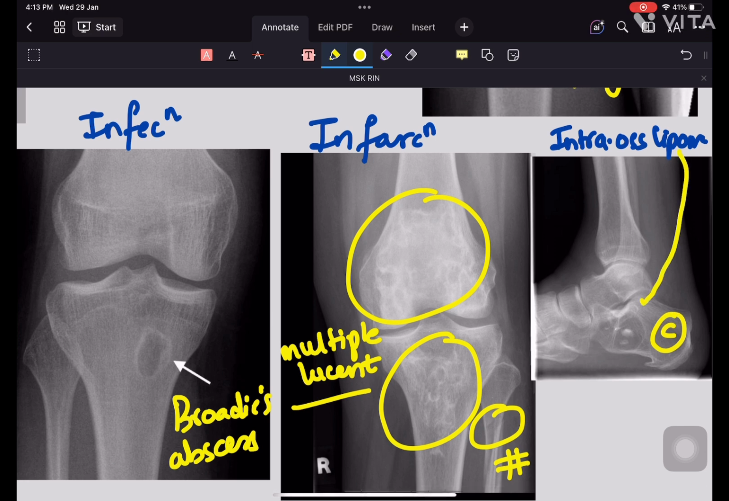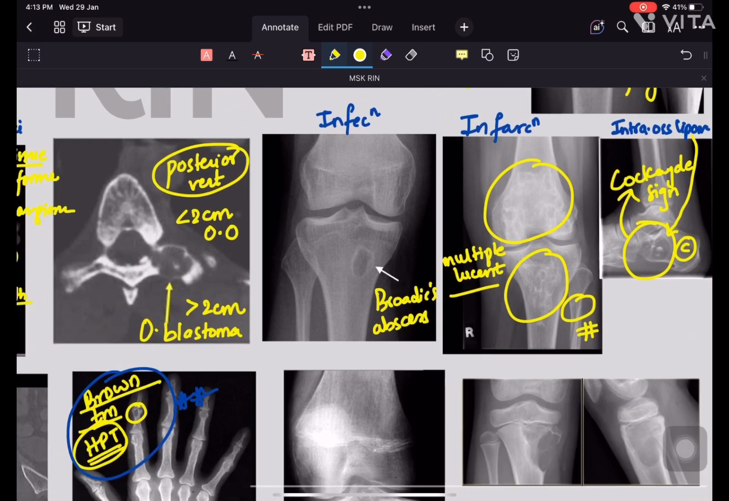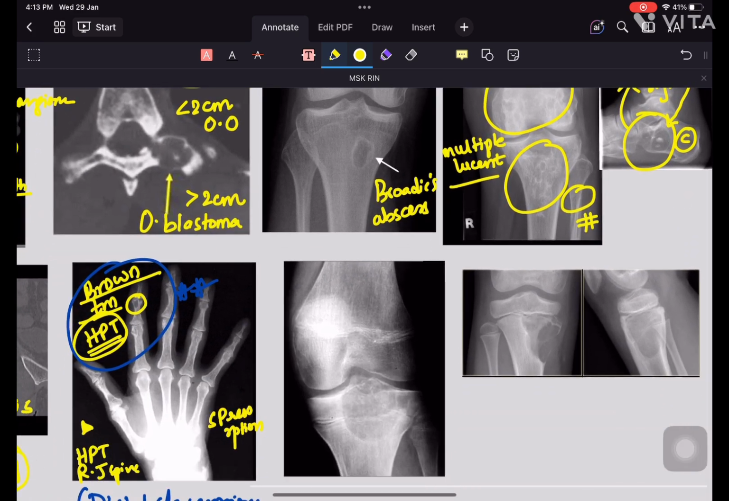There is a famous sign called cockade sign to remember this intraosseous lipoma. Intraosseous lipomas are common in the calcaneum, and for the calcaneum also the most common lesion is intraosseous lipoma. Now we are left with the last letter, that is C.